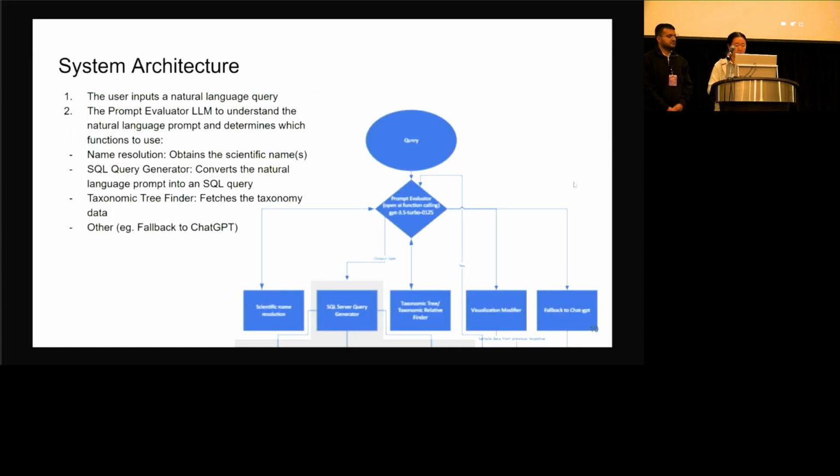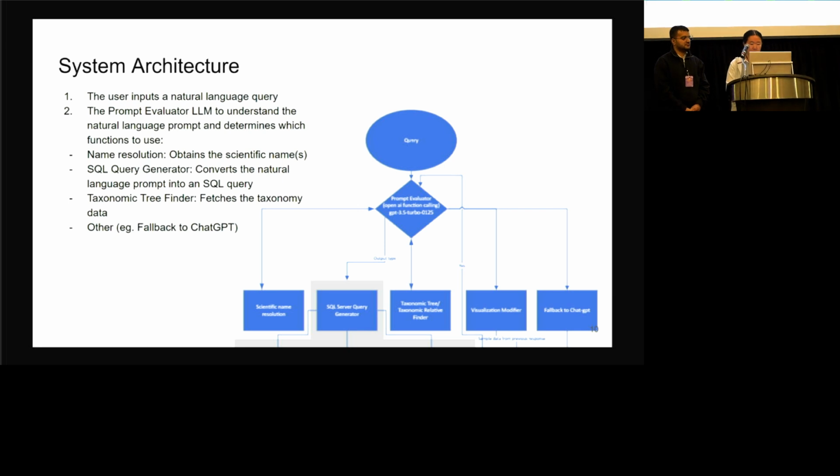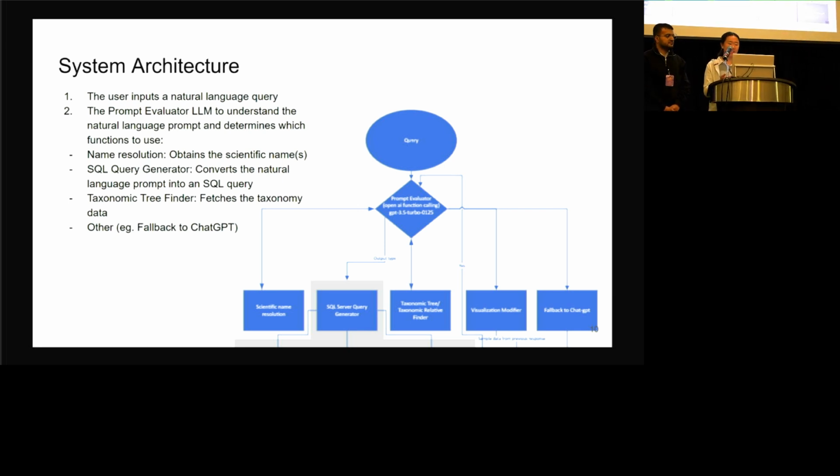So now we'll move on to describing the system architecture. The pipeline starts when the user inputs a natural language query into the front end. It will then pass it to the back end and send it to the prompt evaluator stage. This is an LLM that understands the natural language prompt to determine which functions to use.